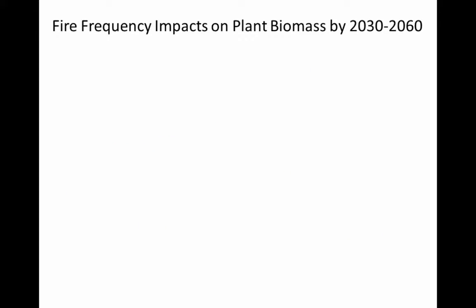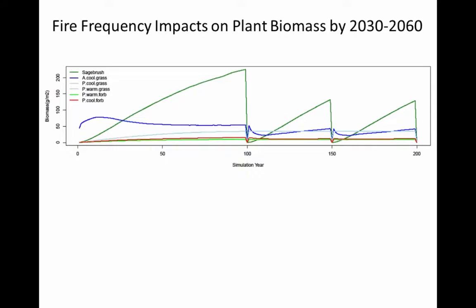And finally, I wanted to show you just a couple figures that examine how fire frequency and how often fire occurs is going to interact with climate to impact plant biomass. And these, again, are for mid-century. So what this figure is showing, again, on the Y is biomass in grams per meter squared. We ran these simulations for 200 years. For the first 100 years, we allowed essentially the plants to establish and grow and reach more or less steady state. And then at year 100, we began to implement disturbances.